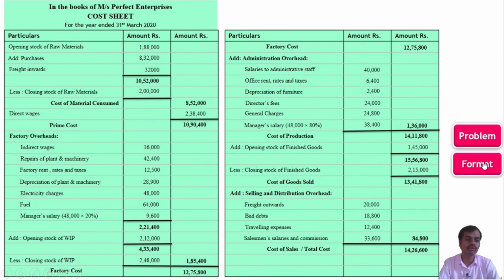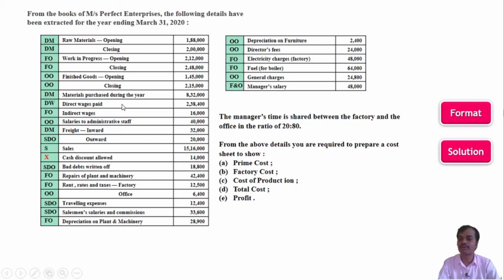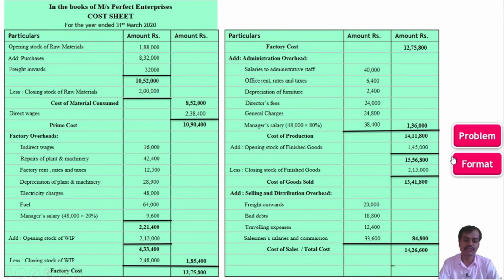For that we have to take the sales amount figure. The sales amount figure is given 15,16,000. So let's take first sales 15,16,000. What we will do, we will compare these two figures, and if the sales amount is more than the total cost, then that is our profit. But if the total cost is more than sales, then it is loss.